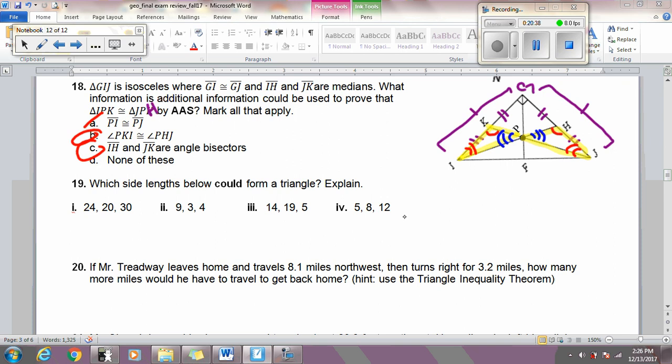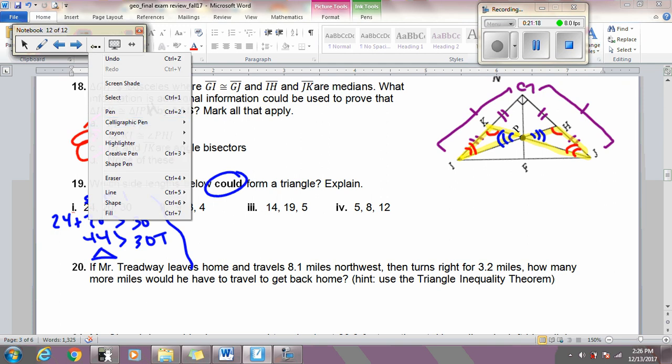Number 19. Which side lengths below could form a triangle? We tested over this with Unit 5. And the shortcut is take the two smallest ones. So this one is small and this one is small. Add them together, 24 plus 20, and check if it's greater than the largest one. So this is the largest. Okay. 24 and 20 give me 44. Is that greater than 30? Yes, that's true. So this is a triangle.